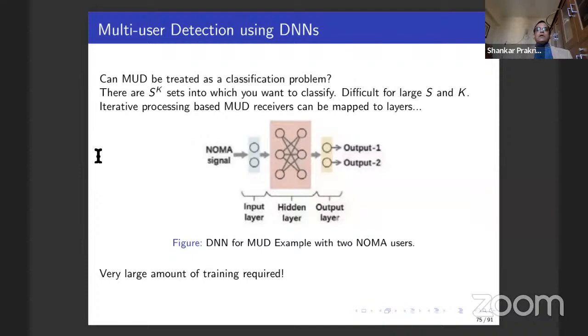But look at this particular situation. We have a NOMA signal. This is an example with 2 users. We have an input layer, a hidden layer, and an output layer to give 2 outputs. By treating it as a classification problem, we're able to use DNNs to perform this detection. But a very large amount of training is required because the number of classes is generally very large. Here, of course, there are only 2, but it can be very large.